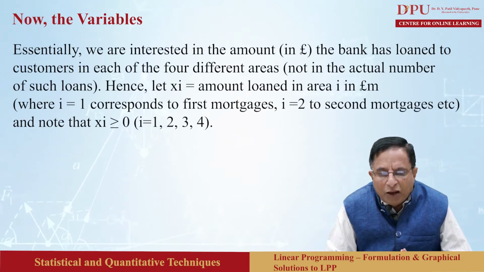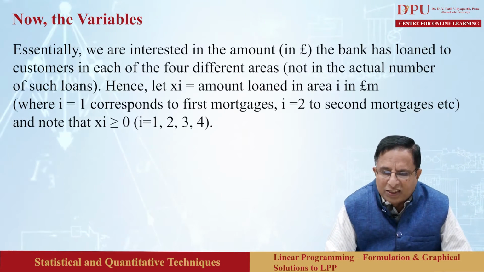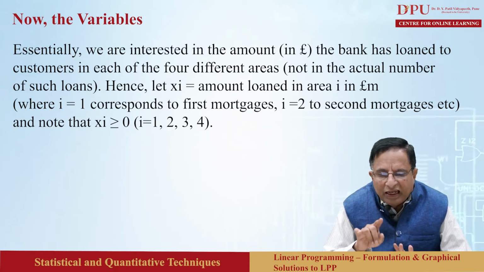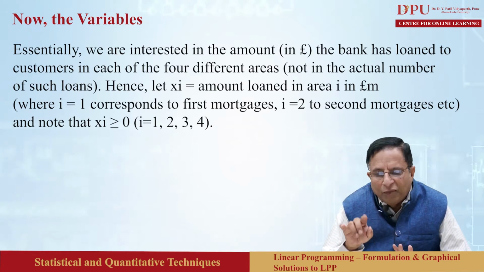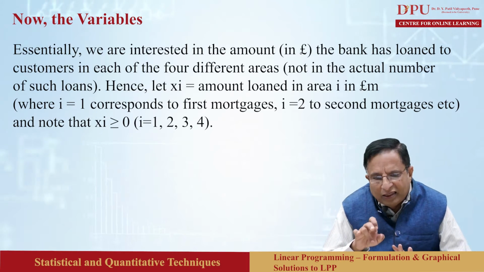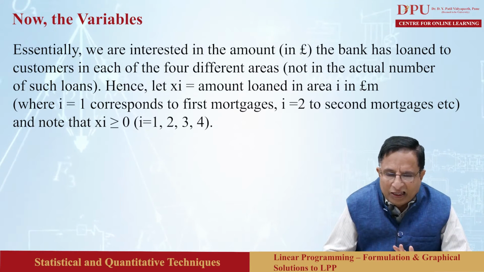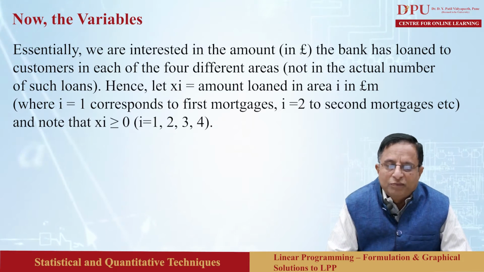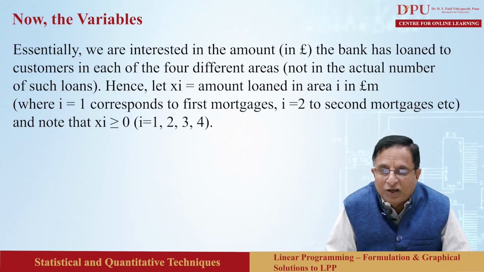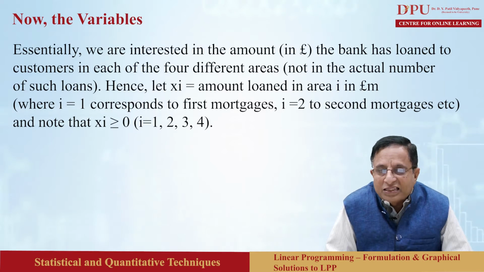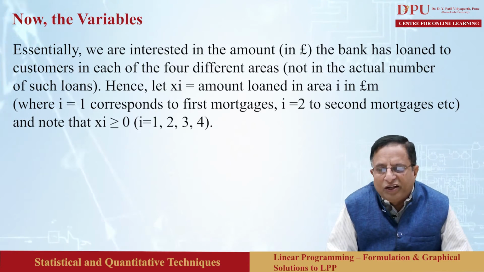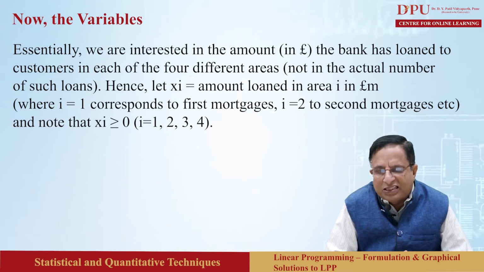Essentially, we are interested in the amount the bank has loaned to the customers in each of 4 different areas, not in the actual number of loans. Here let xi be the amount of loan in area i in terms of $1,000,000, where i equal to 1 corresponds to first mortgage, i equal to 2 second mortgage, and so on. Note that xi is greater than or equal to 0, that is i equal to 1, 2, 3, 4.